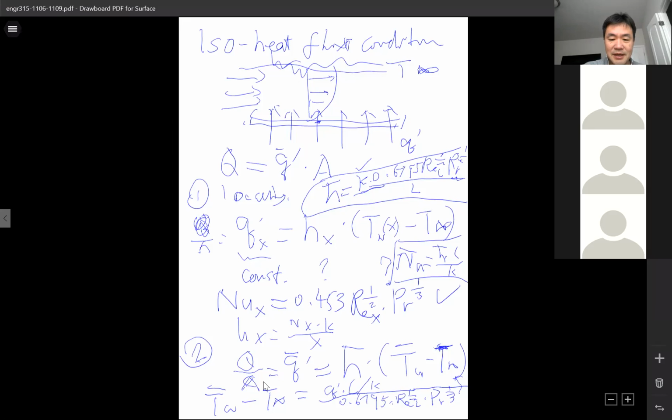Then based on that, we can calculate the average wall temperature. That's the goal, because for the iso heat flux condition, you don't know the wall temperature. The wall temperature changes, right? So the average Nusselt number and average heat transfer coefficient are used to calculate the average temperature. These are the differences between the isothermal and iso heat flux conditions.